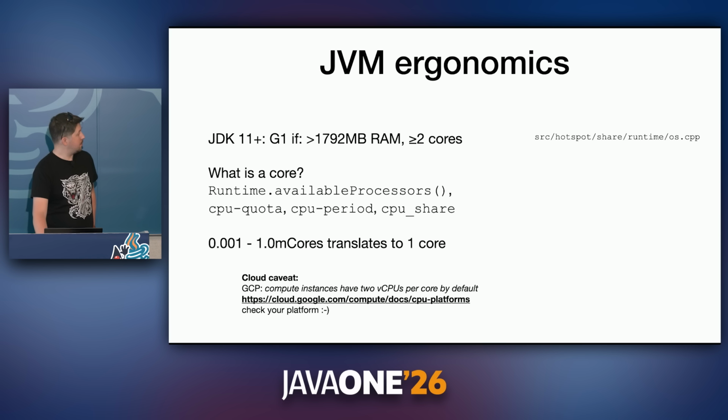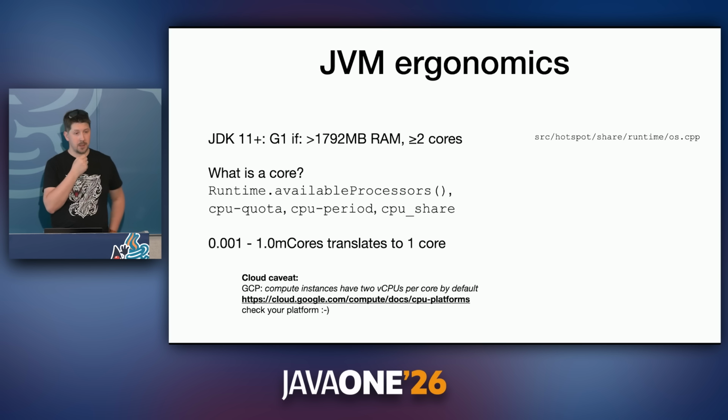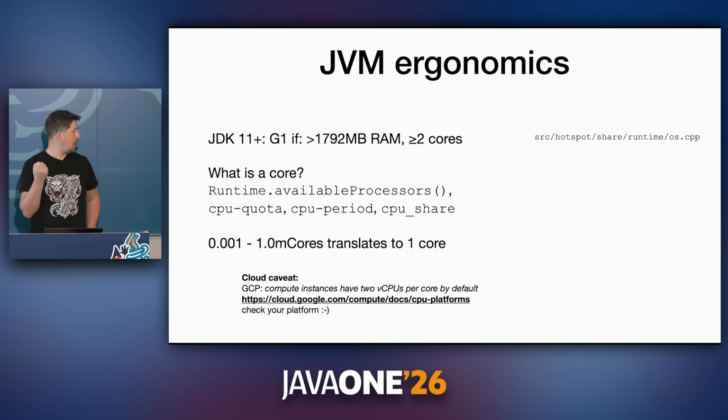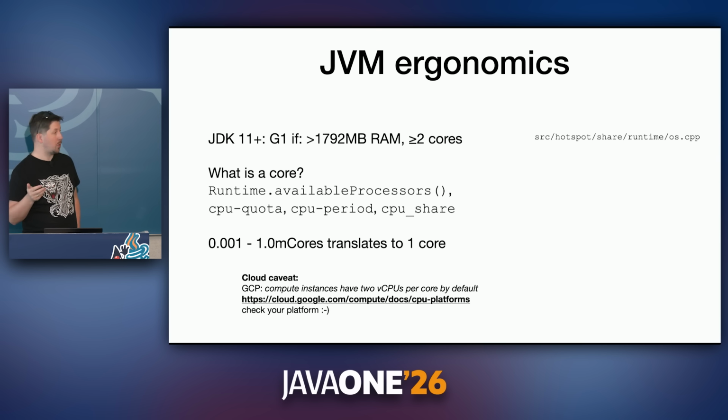And you could think that this translates to a physical core very naturally. Yes, but not always. There are some caveats. Some cloud providers will have, for example, 2 virtual CPUs per core by default. And that's a quote from GCP's documentation. So check your platform, because the memory will map to memory in a normal way, or the way you expect it. But cores and physical cores might not map so clearly.